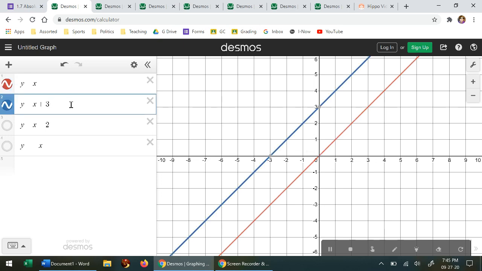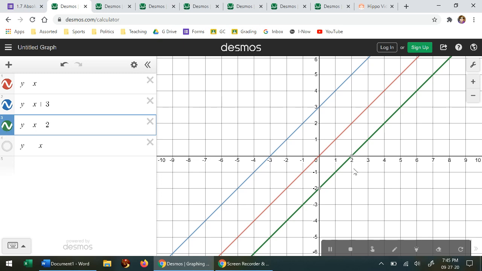If we put plus 3 on that, it shifts everything in the graph up 3 spaces, including the y-intercept, which is now at 0, 3. If we have the graph x minus 2, that shifts everything from the center down 2 spaces. So every single point is down 2 spaces, and the y-intercept is at 0, negative 2.